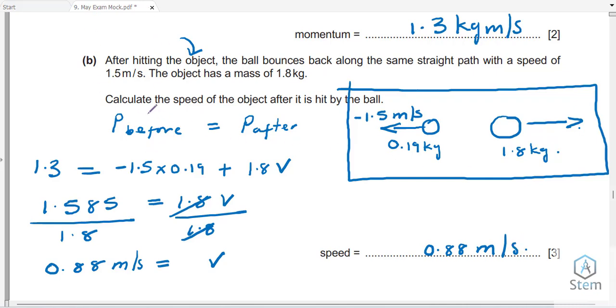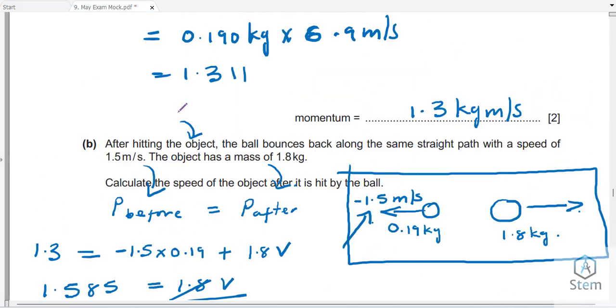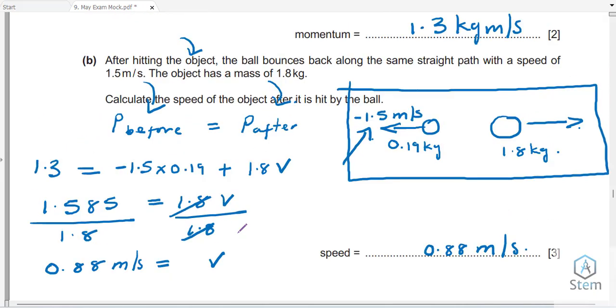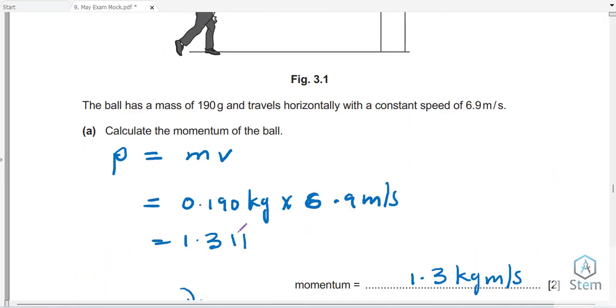Let me just give you a quick warning. You are most likely going to remember this equation. The challenge may be on remembering the negative sign. And the reason why we are including the negative sign is, originally the ball was going in this direction, and this direction was considered positive. How do we know it was considered positive? We were given this positive number.